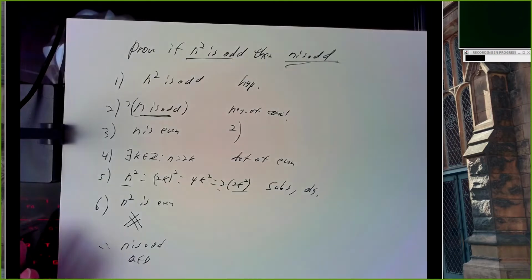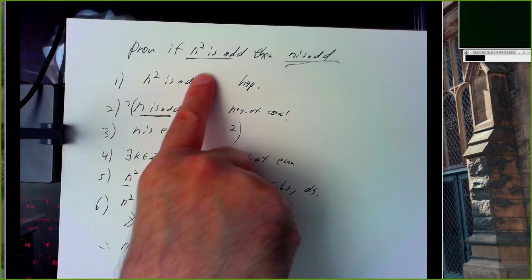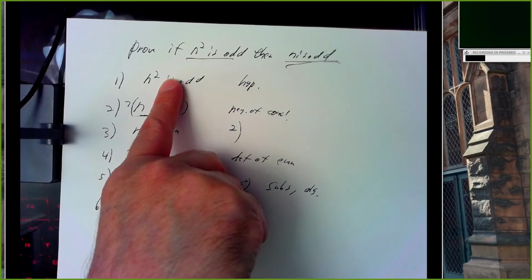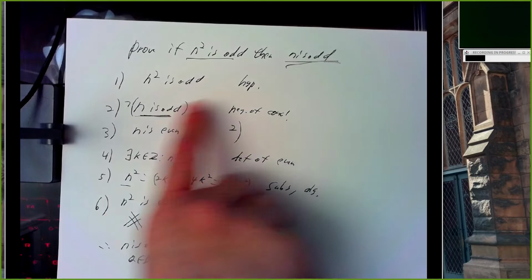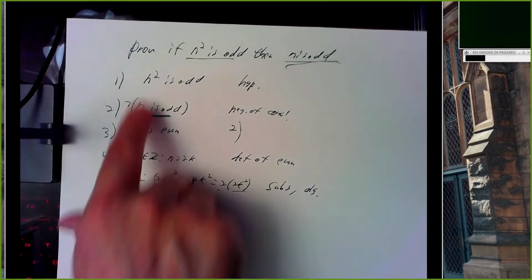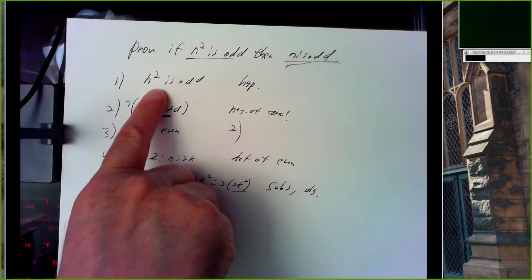So, proof by contradiction. Let's see. We know that n squared is odd. That's our hypothesis, right? We're trying to show if this is true, then n is odd. So we're starting off by saying, okay, suppose n squared is odd. What we're basically saying is if n is not odd, if this is wrong, then we get a contradiction. Because we can eventually show that n squared is even, though we know n squared is odd.